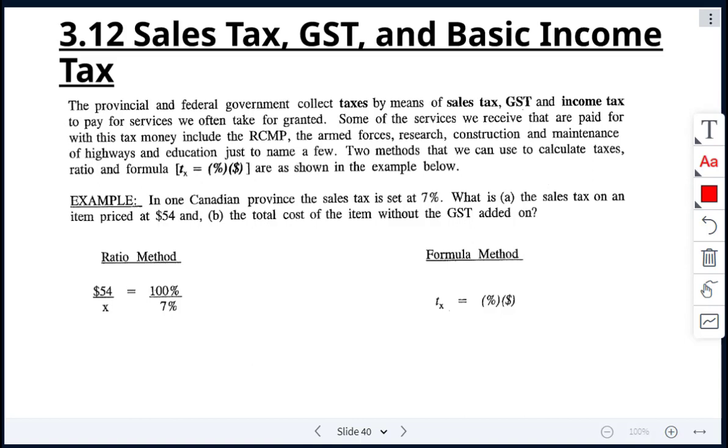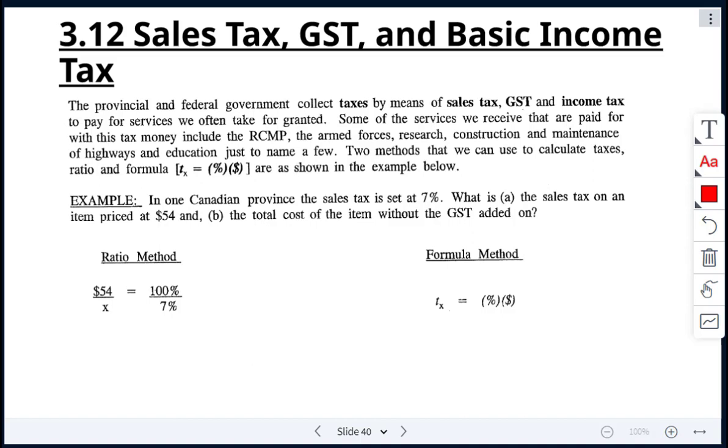Okay, so today's class we're going to look at 3.12, which is sales tax, GST, basic income tax, and then 3.13, which is property tax. So provincial and federal governments collect taxes by means of sales tax, GST, and income tax to pay for services. Some services we receive include the RCMP, Armed Forces, research, construction, maintenance of highways, and education.